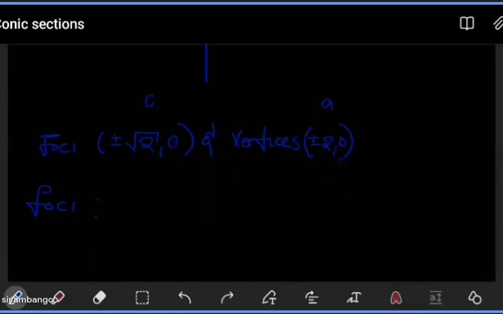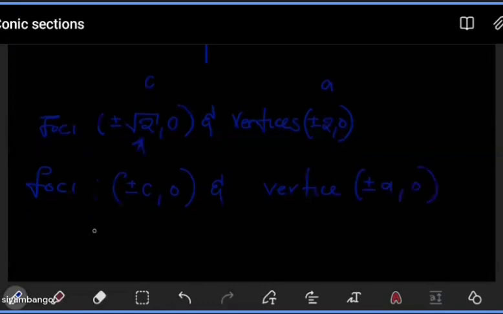So how will it go here? If I was to write this in its general sense, this will be plus or minus C, 0, and the vertices would be plus or minus A, 0. In other words, this represents what C is. C is equal to plus or minus root 2. And this represents the vertices. For the vertices, we have A being equal to plus or minus 2.